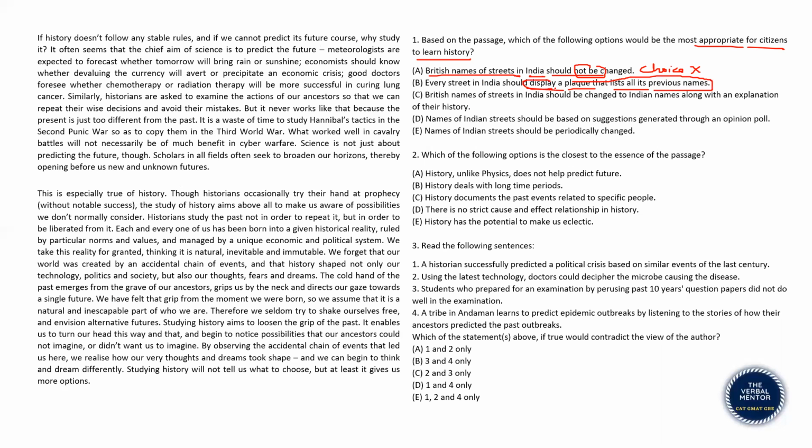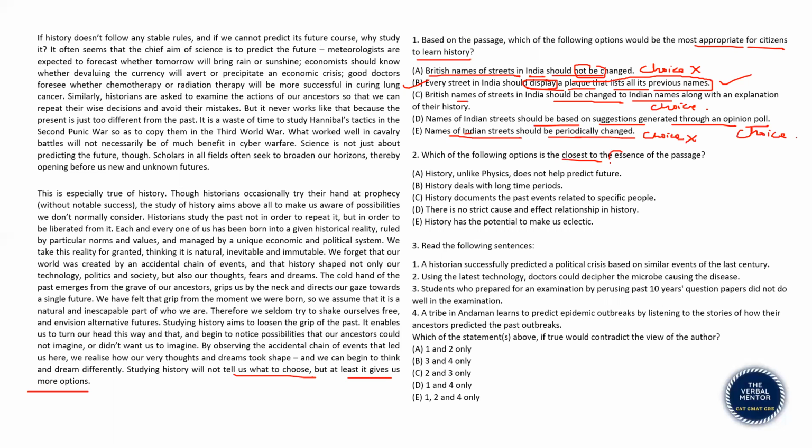Wonderful. Displaying the list of all the names is informing about the possibilities, but not making any choice. It should be the correct answer. British names of streets in India should be changed to Indian names. That's again a choice. Names of Indian streets should be based on suggestions generated through opinion poll. That is also a choice, though popular choice. Names of Indian streets should be periodically changed. That's again a choice. All the four options have choice. The only option that does not involve a choice is option B. It will not tell you what to choose, but it will give you options. Beautiful.